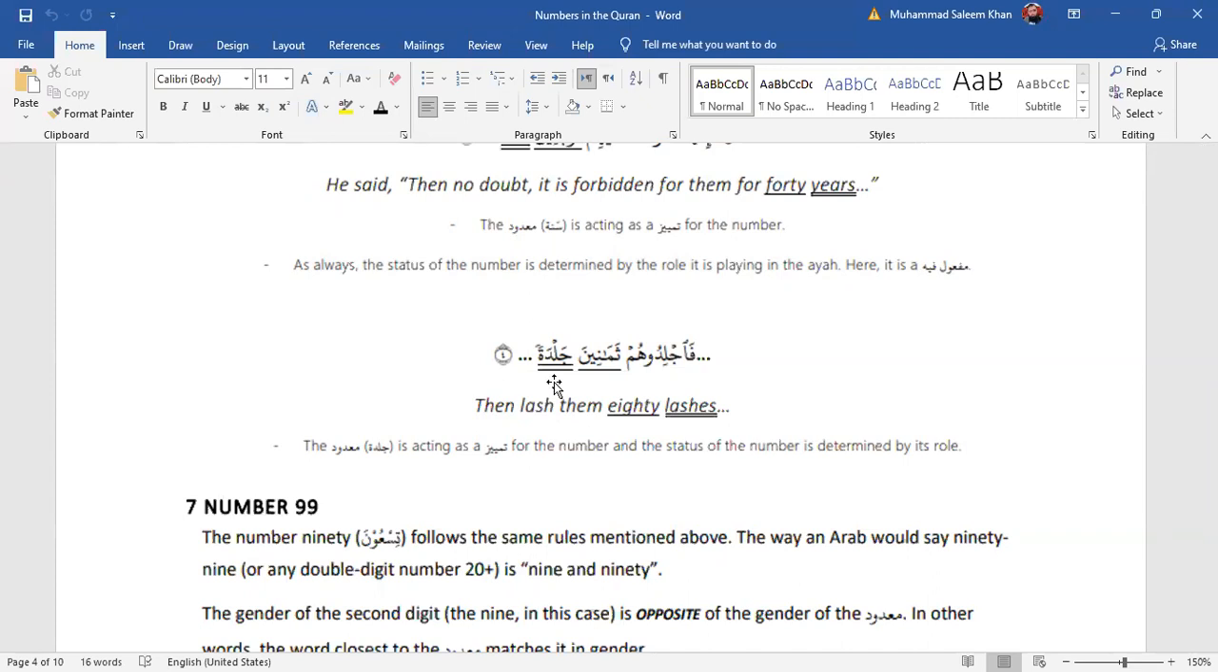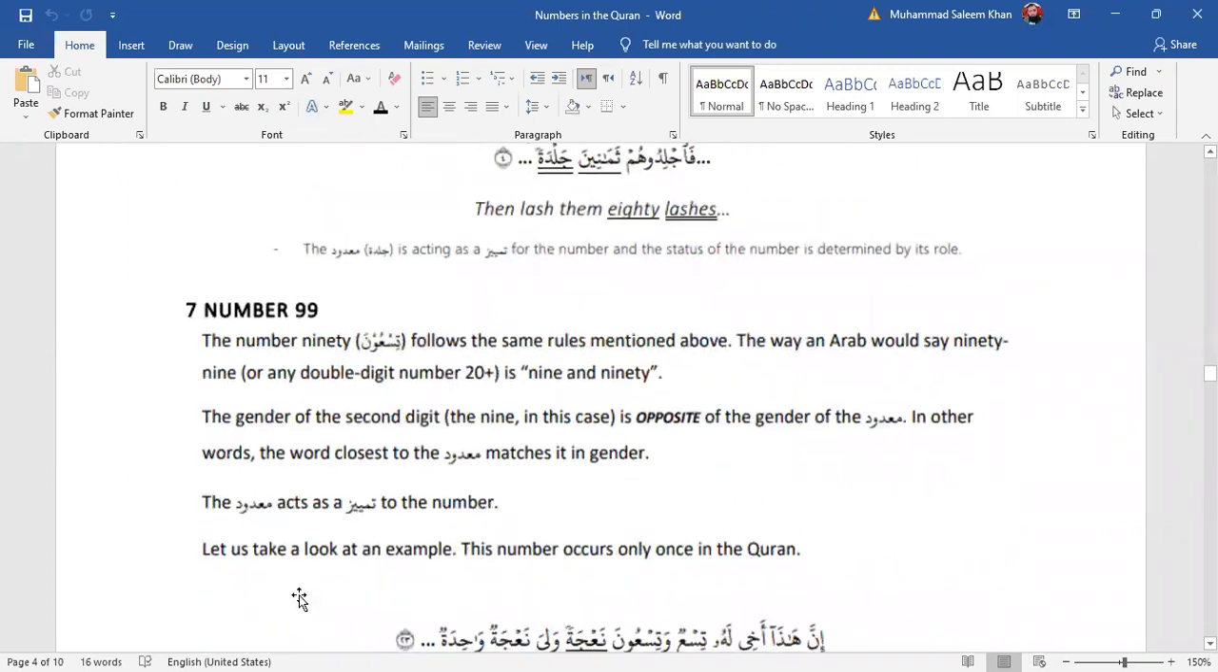Because jilda is not a real feminine, it's an unreal feminine, symbolic, with the feminine marker. So for an unreal feminine, it's not necessary that it will always have atun, atin. Normally it has a broken plural. We can check, inshallah. I'll check it today. Jalda will be broken also, because after thamanin, jalda will be broken.